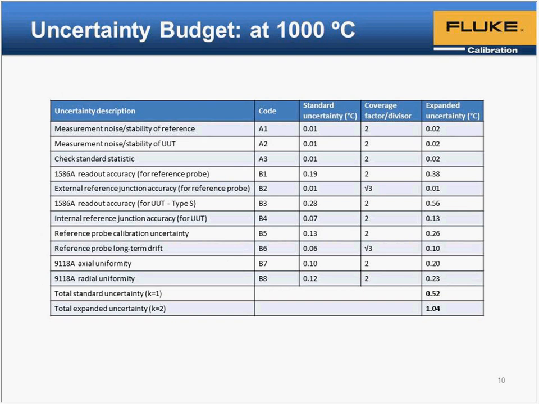Here is a quick look at the uncertainties that we will be going through. Don't be concerned about knowing which one of these is which, because we will go through each line one at a time in great detail. And by the end of our 45-minute discussion, you will be familiar with what these uncertainties mean.